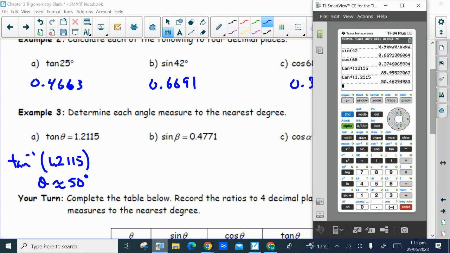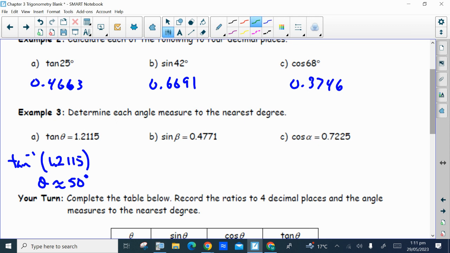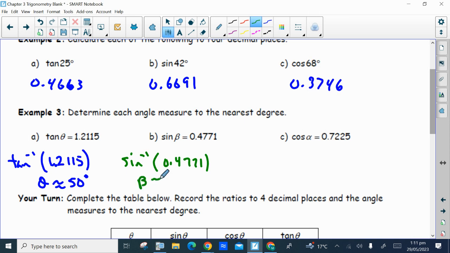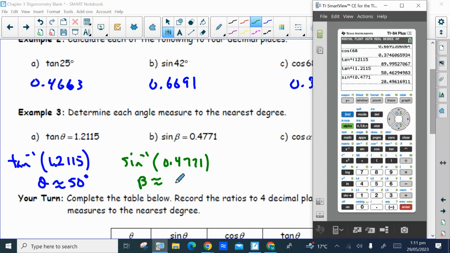Okay? So for the second one, if you're told that the sine of angle beta, so again, that's just a Greek letter, is 0.4771, and you want to know what angle beta is, we need to do sine to the negative 1 of 0.4771 in our calculator. Second function sine of 0.4771. So approximately 28 degrees to the nearest degree. So that's what angle beta is. Approximately 28 degrees.